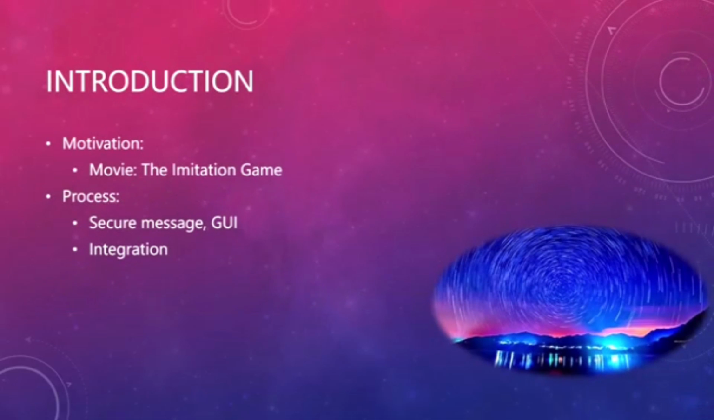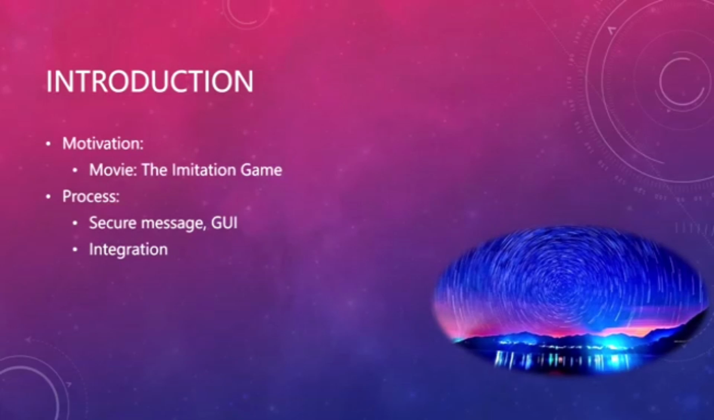Our initial motivation is driven by the movie called The Imitation Game, which is about the British computer scientist Alan Turing, who decrypted German intelligence messages for the British government during World War II. This made us interested in the secure message, and we began to wonder, what is the logic behind it? Can we implement it on our own?